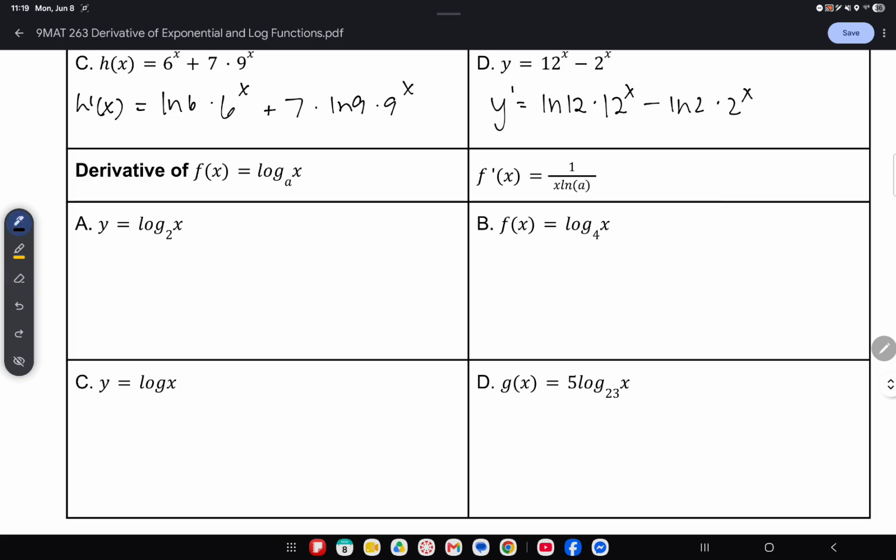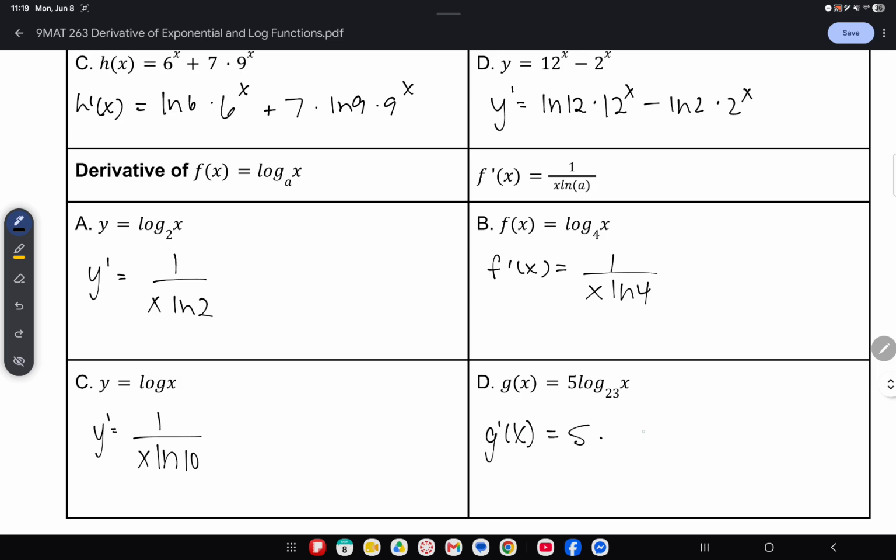So let's try this. We've got log base 2 of x, so the derivative is 1 over x natural log of 2. Log base 4 of x: the derivative is 1 over x natural log of 4. Log of x: 1 over x natural log of the base. When there's no base here, it's understood to be 10.